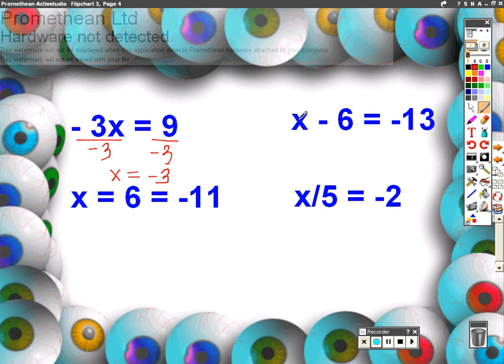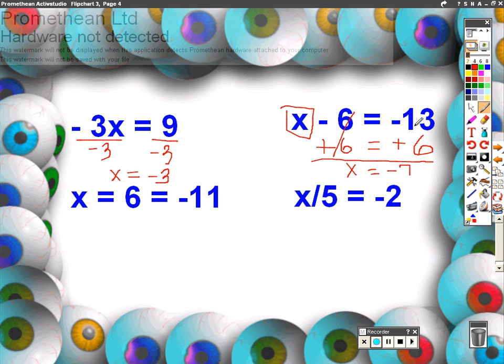Okay, moving over here, box my variable. To get rid of negative 6, I must make it positive 6 because negative 6 and positive 6 equals 0. What I do to one side, I must do to the other. So, I borrowed 13 because it's negative. I borrowed $13 from you. The next day, I paid you back 6. Are we square? Nope. I still owe you $7. So it's a negative 7.